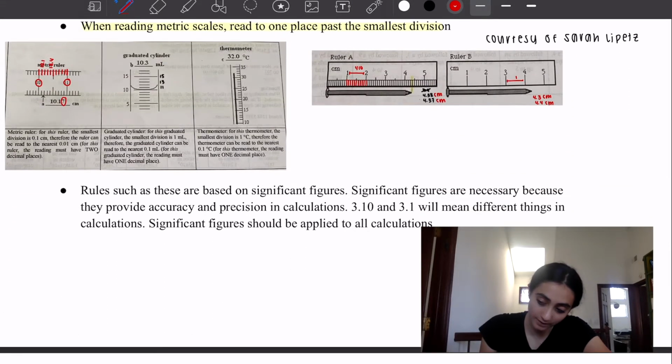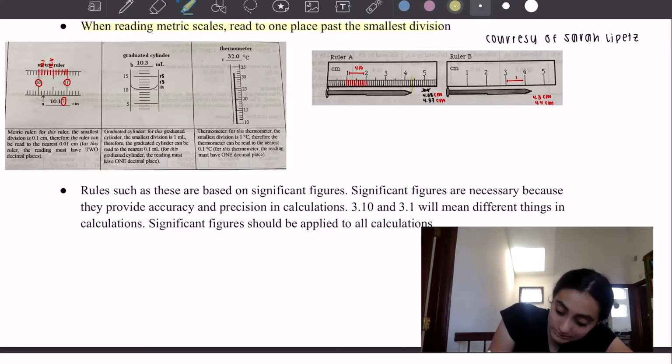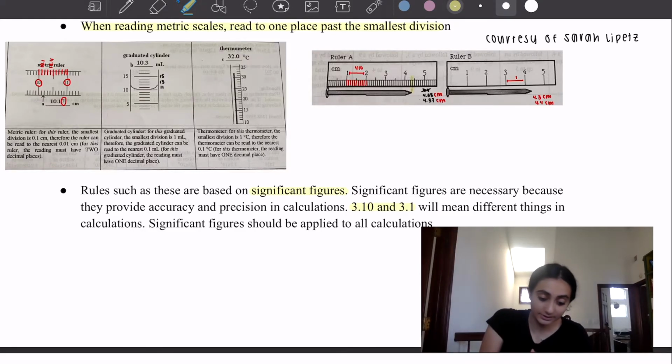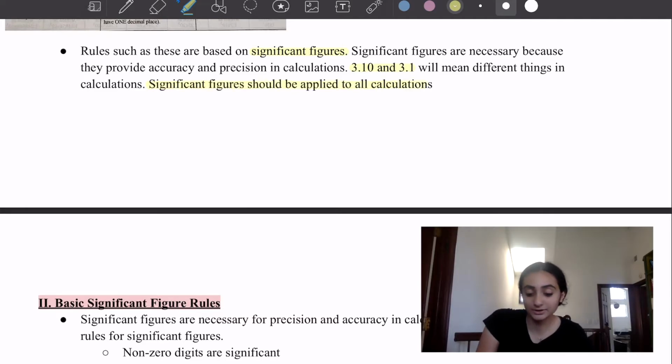So now we're going to move on to an overarching concept of chemistry, significant figures. Rules such as the ones we went over just now all come together in the concept of significant figures. These significant figures are necessary because in chemistry, they represent how precise your measurement is. So 3.0 and 3.1 mean different things in chemistry. It's important that you pay attention to those rules when you're doing your calculations to make sure that your answer is conveyed as accurately as possible. As I wrote here, significant figures should be applied to all calculations.